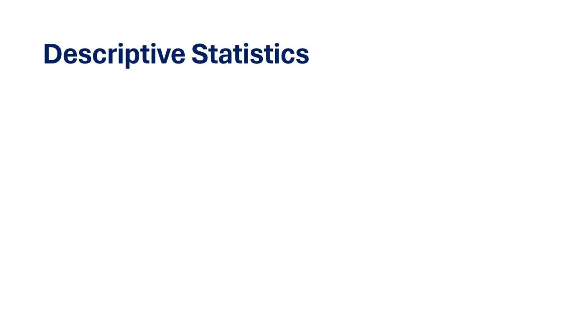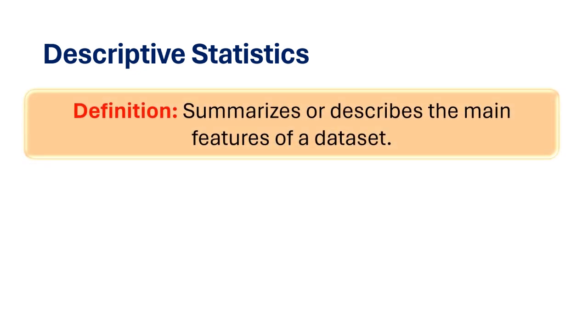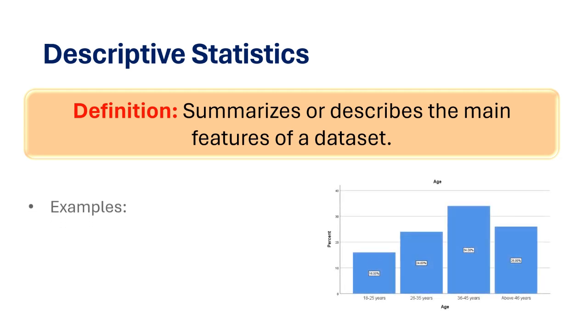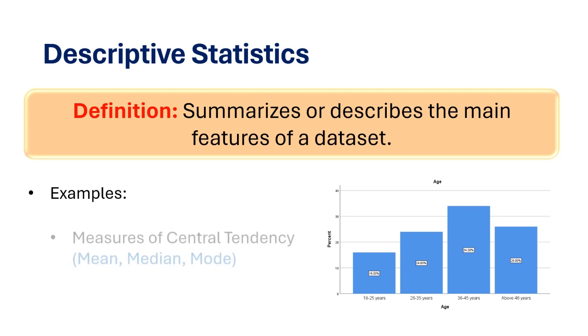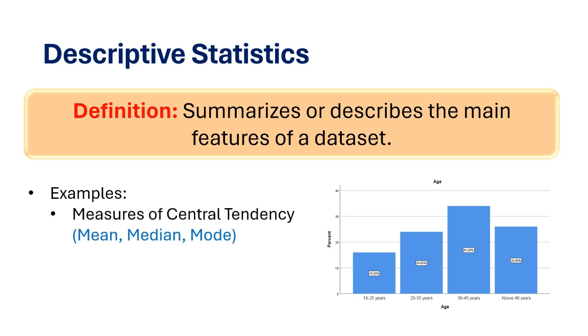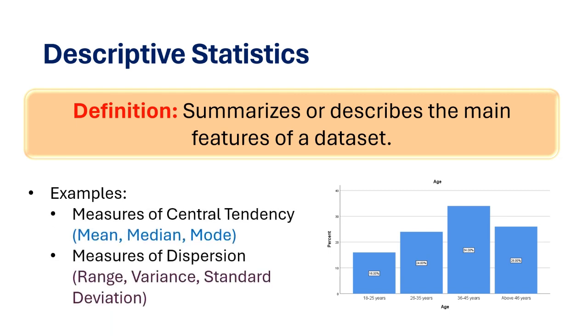Descriptive statistics summarize or describe the main features of a dataset. This includes measures of central tendency like the mean, median, and mode, as well as measures of dispersion like range, variance, and standard deviation. These tools help us understand the basic characteristics of the data we're working with.